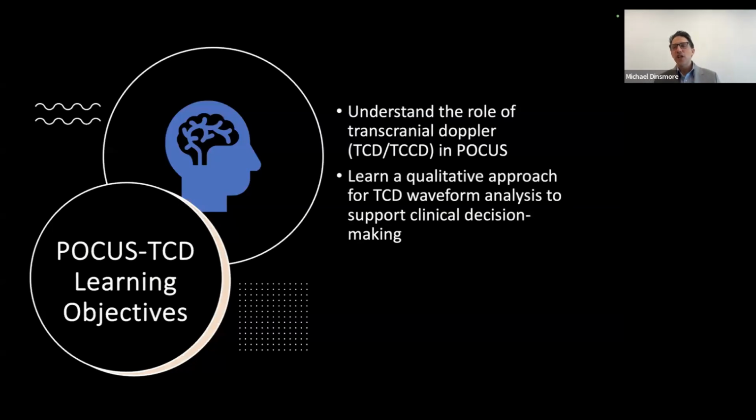Okay, so we're just going to change topics here a little bit. We're going to talk about POCUS TCD in clinical practice. I think more accurately, it should be called transcranial color-coded duplex, because we actually get our picture.